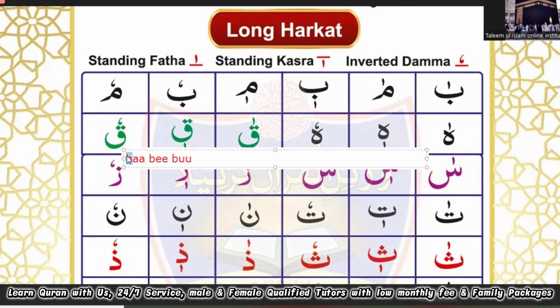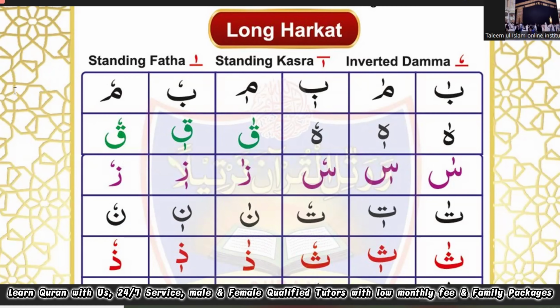If there is meem, we will use M. Ma, me, and moo. I hope you understand. Now we will check how to read these letters.